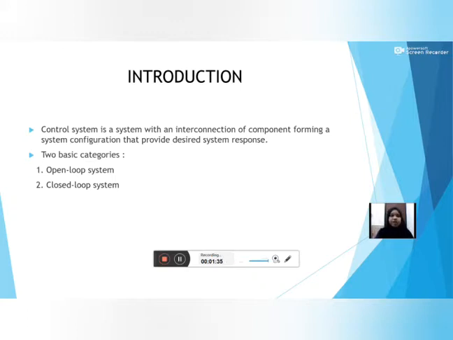I would like to present about the introduction for the assignment. So, a control system is a system with an interconnection of components forming a system configuration that provides a desired system response.